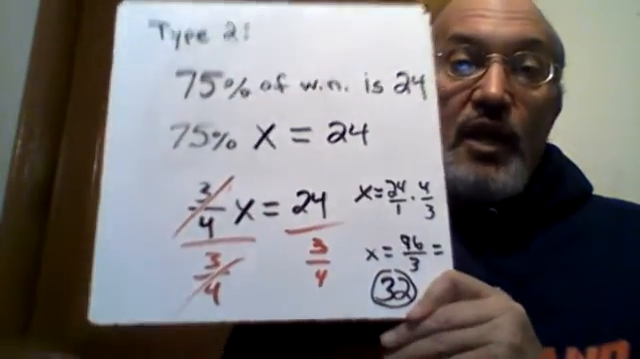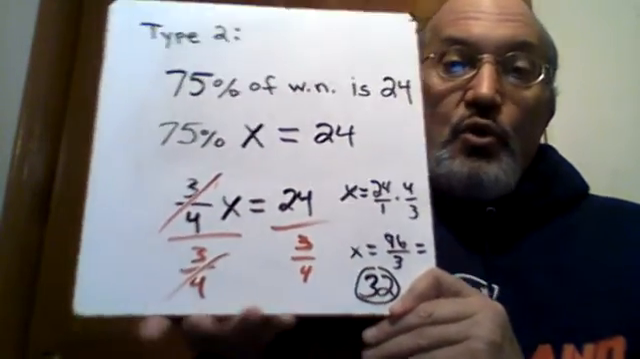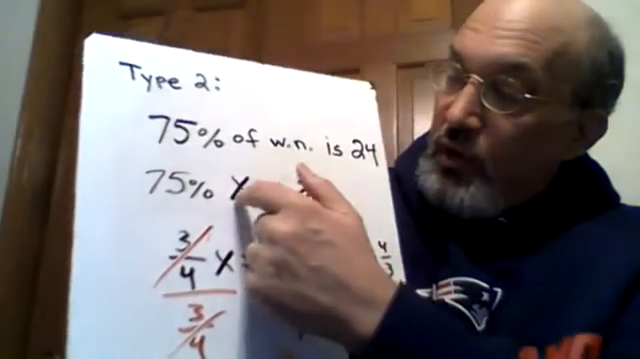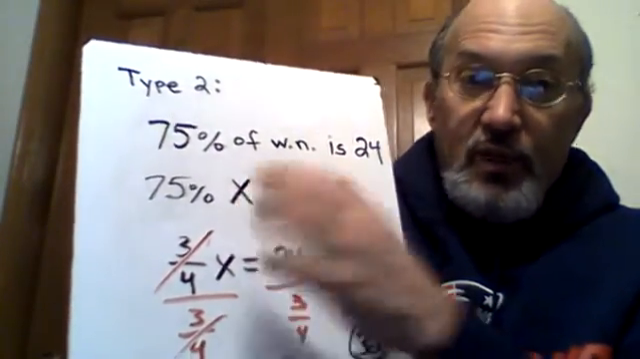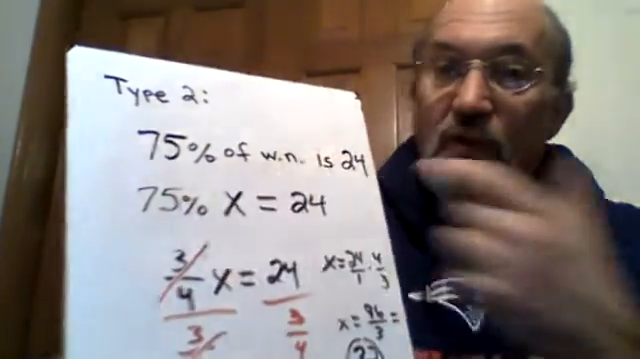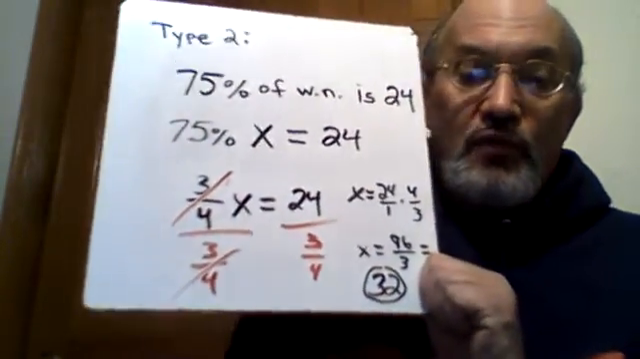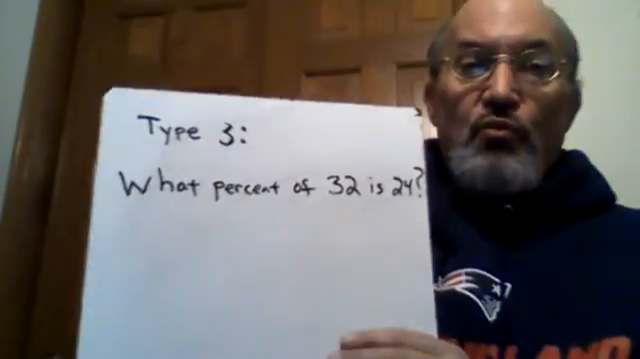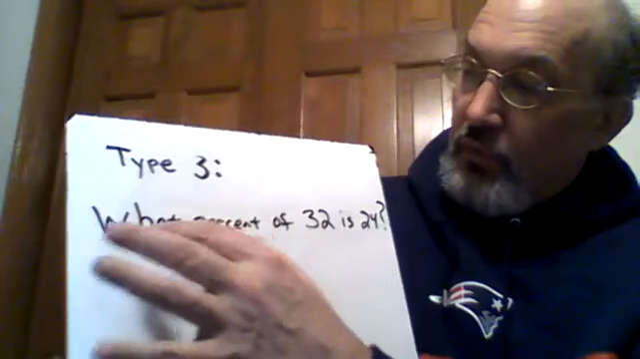So that's it for type 2. Type 2 is a one-step algebra equation where you're trying to isolate that x, and you have a choice. Use the form of the 75% that you're most comfortable with. Here's how you're likely to see the type 3 problem worded.